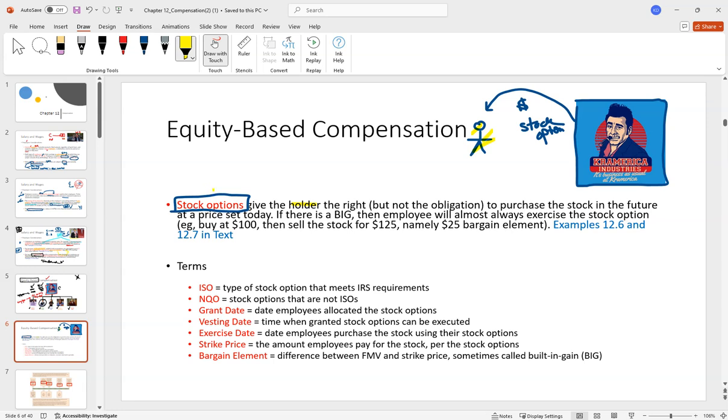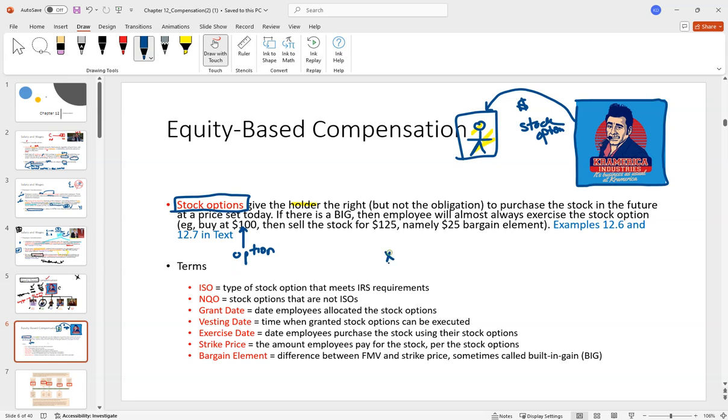If there's a built-in gain, the employee almost always is going to take them up on this. So here's the deal. Cramerica will give you, the employee, in 1 year from now, the option to buy the stock at $100.